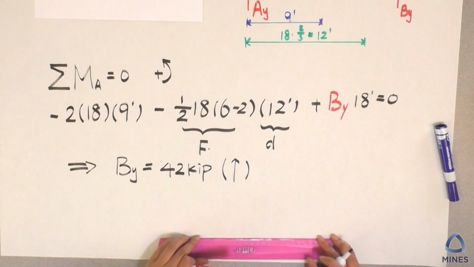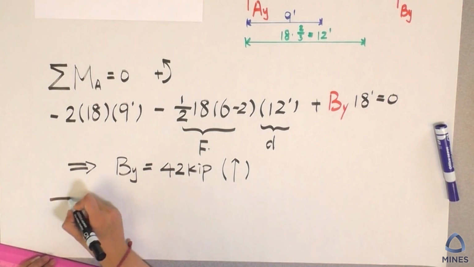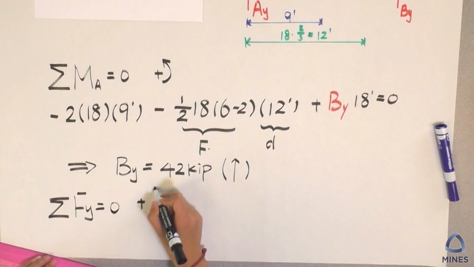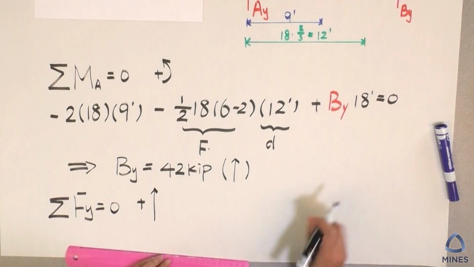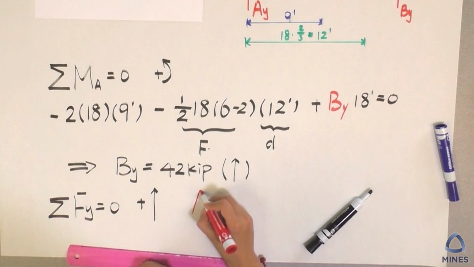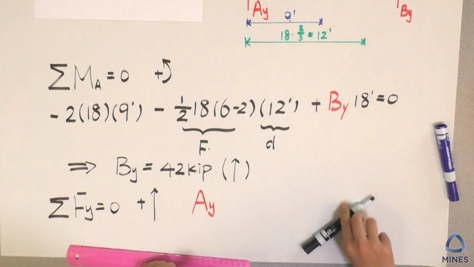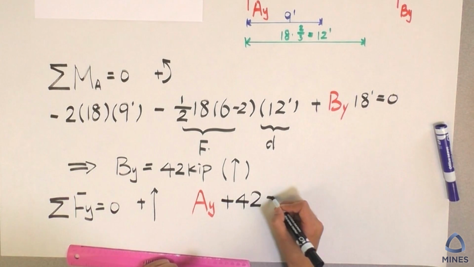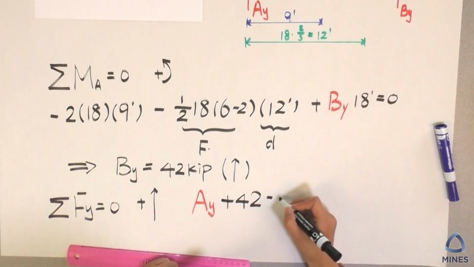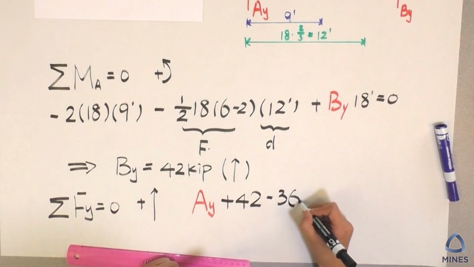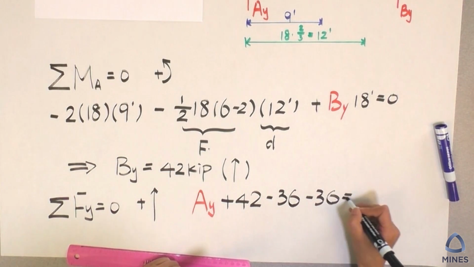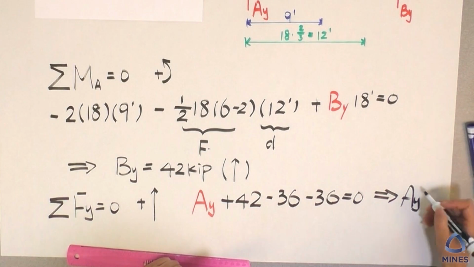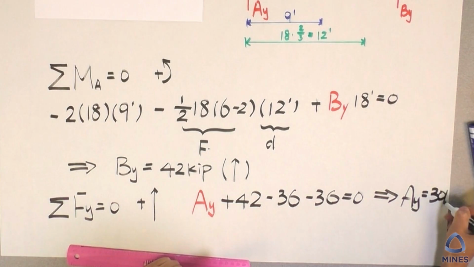It will go up. And now, if we summarize the forces in the Y direction, we should be able to solve for Ay. Ay plus By, we already solved By, 42. We have the rectangle and triangle loads going down. So we can solve Ay, 30 kips.